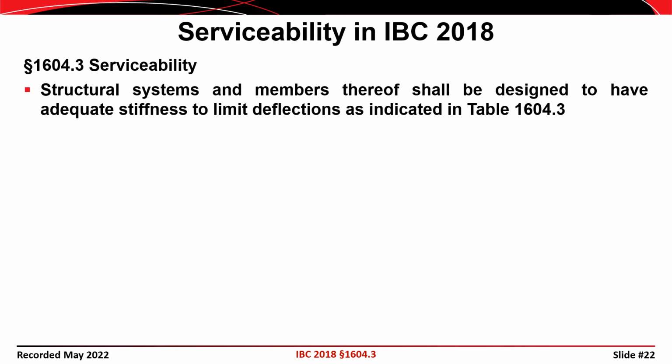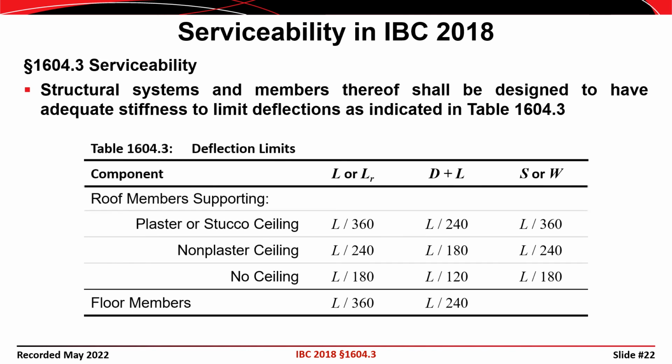Section 1604.3 says that structural systems and members thereof shall be designed to have adequate stiffness to limit deflections as is indicated in this table. So this table is only part of the table that actually appears in IBC. It's the part that I thought was most interesting. And it limits deflections of beams. So the deflection limits are interesting, but they're really not the point of this slide.